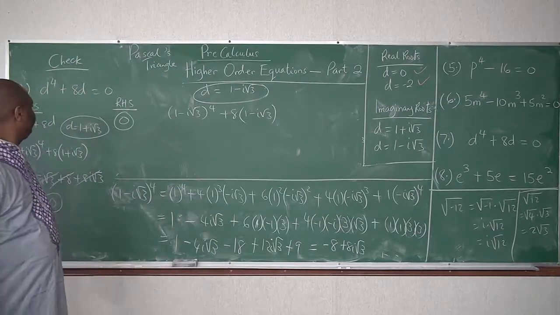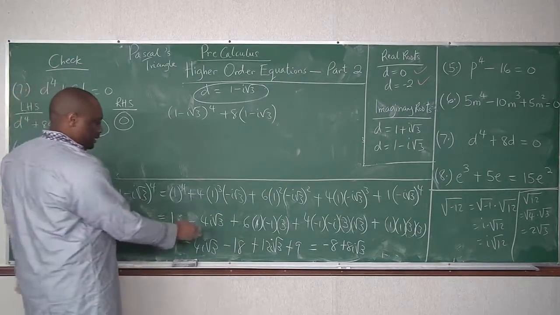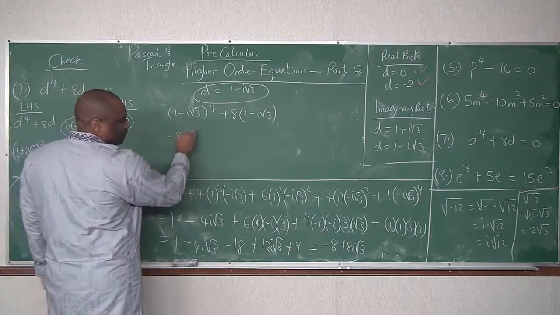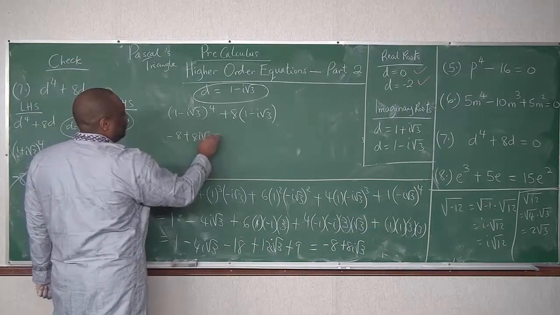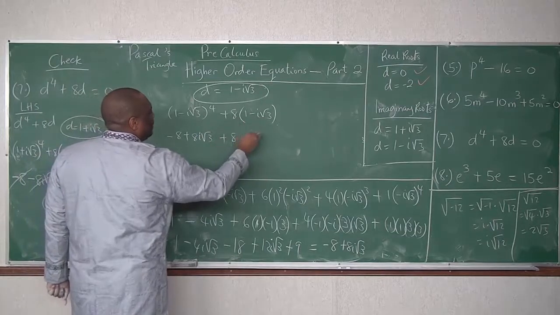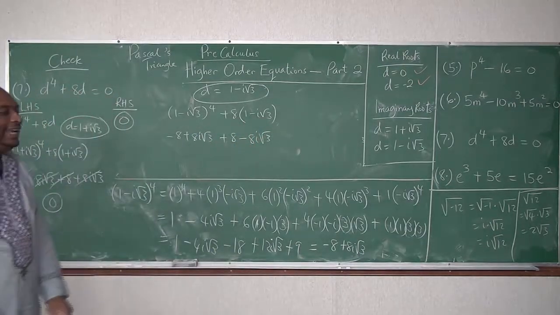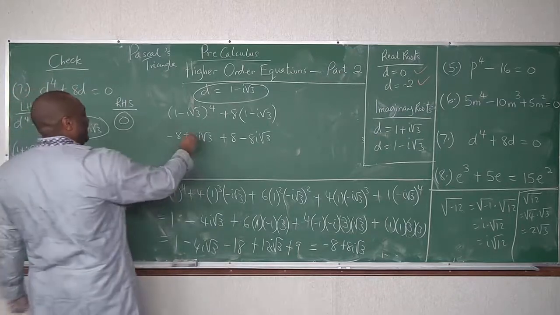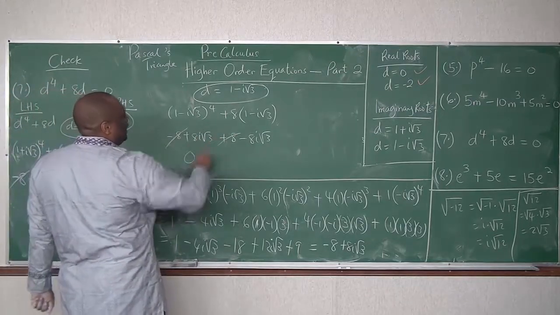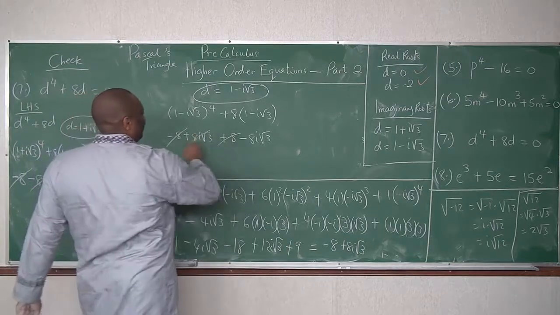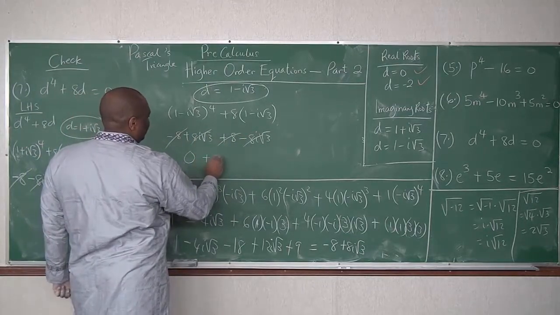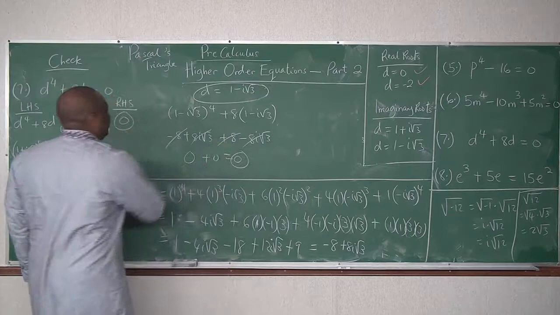Right? So this is minus 8 plus 8i root 3 plus 8 minus 8i root 3. It works! Minus 8 plus 8 is 0. 8i root 3 minus 8i root 3 is 0. Which is 0. 0 on the left, 0 on the right.